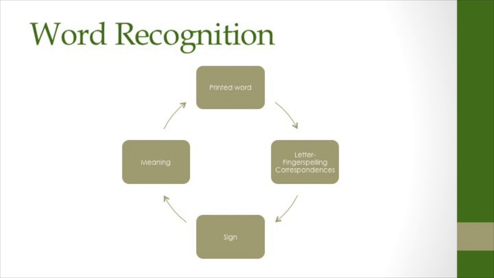Okay, so on this slide, you can see the picture of how we recognize words, and there's the printed word, and I've inserted letter-fingerspelling correspondences in place of letter-phoneme correspondences. So we're saying that fingerspelling is an alternative that follows the same principle as letter-phoneme correspondences: children learn the correspondence between letters and chunks of letters and how you fingerspell them. And then that leads to the sign and the meaning.